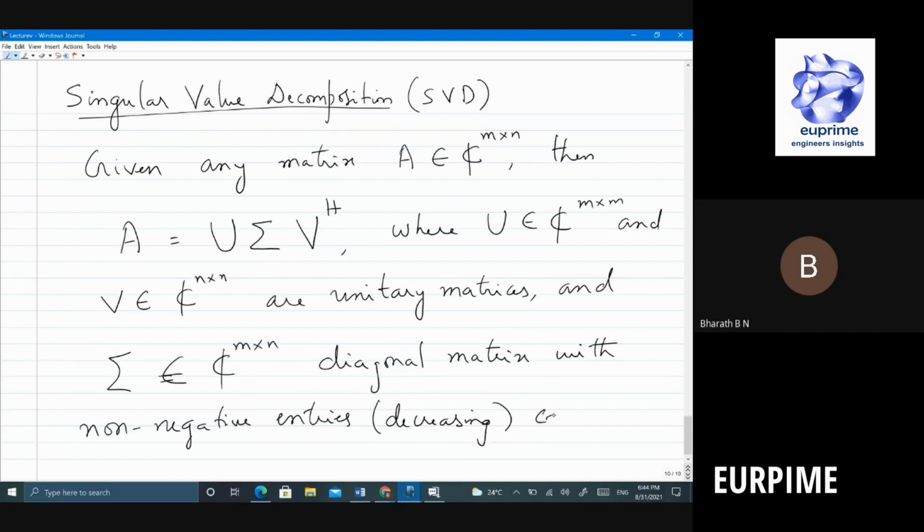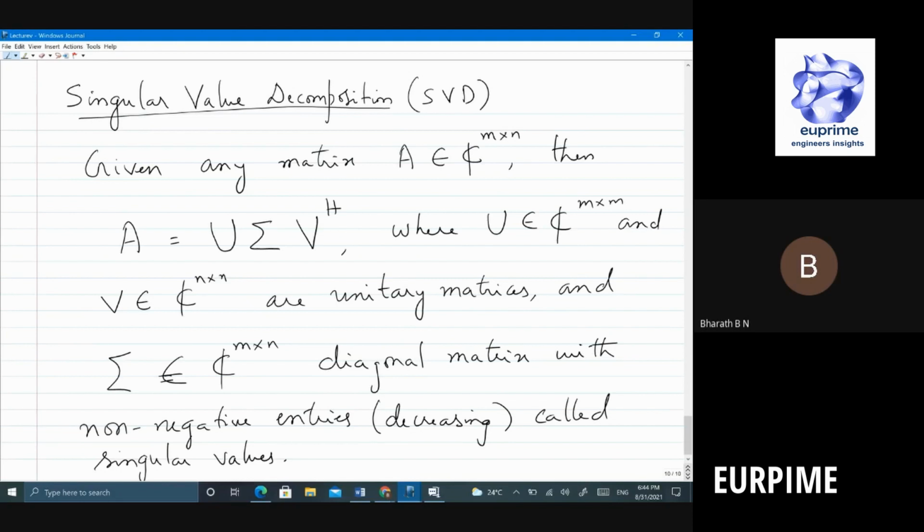These entries have a name. They are not called eigenvalues; they are called singular values. What are unitary matrices? U Hermitian U is identity, V Hermitian V is identity, of course with appropriate dimensions. So this is called the singular value decomposition.